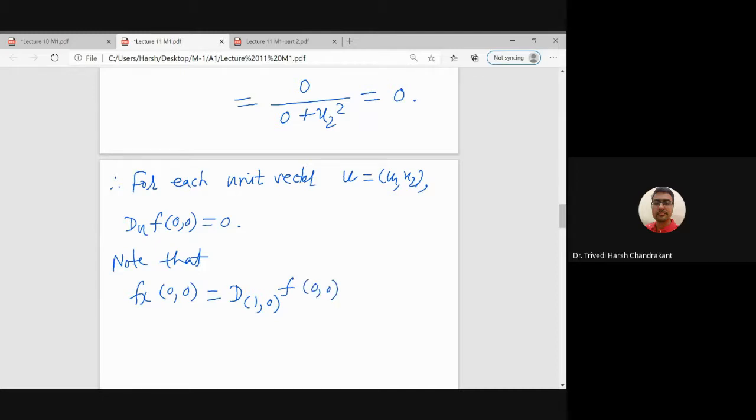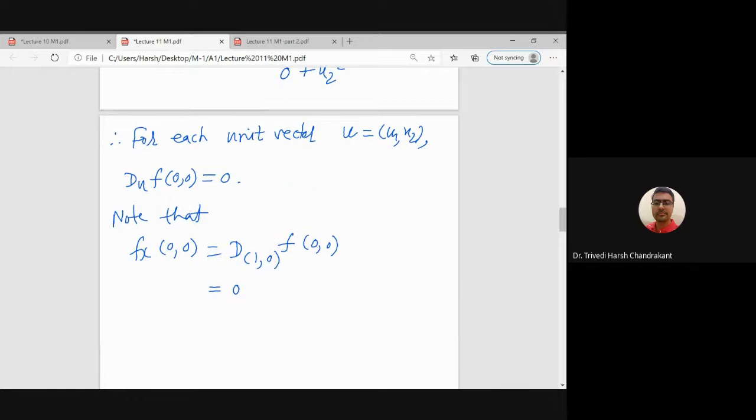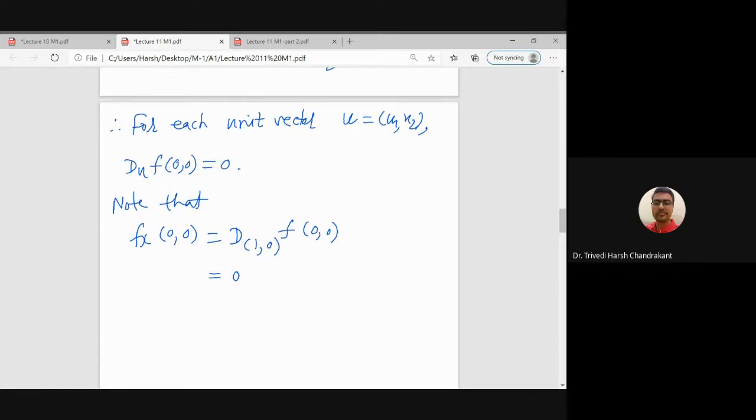So now in this case, what is u2? The unit vector is (1, 0). That means u1 is 1, u2 is 0. And if u2 is 0, the directional derivative is 0. Anyway, all the directional derivatives are 0 for this function at origin.